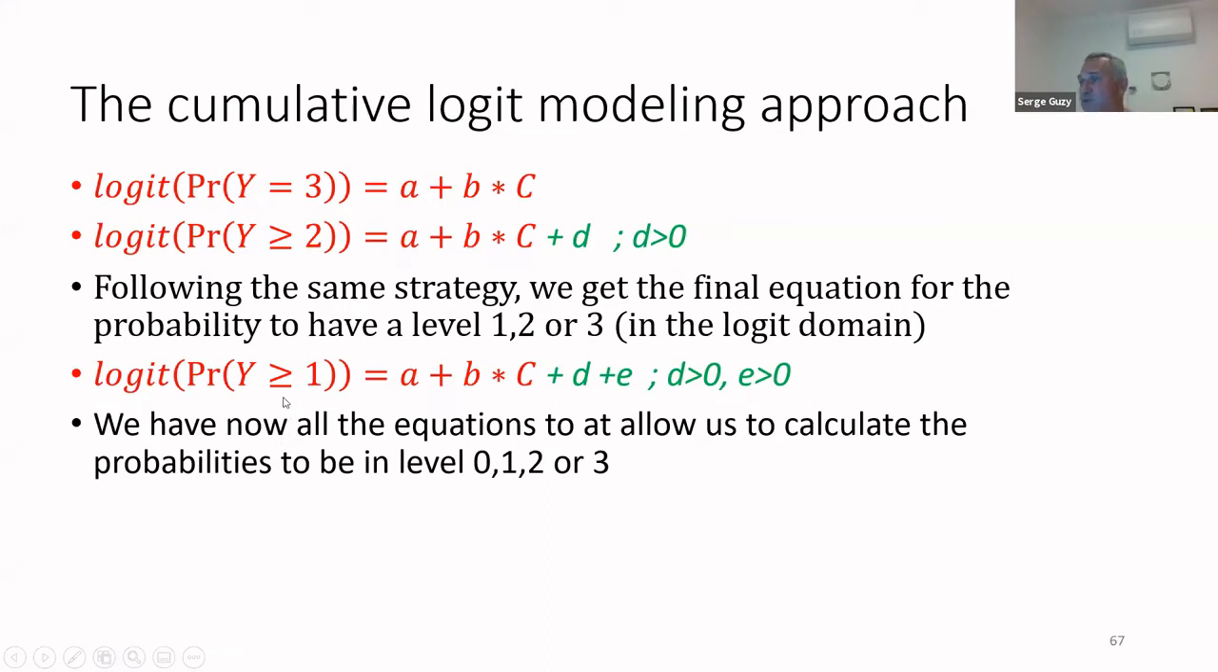Now let's use the same trick to define the probability to get level 1, 2, or 3. That's the probability that my level y will be larger than or equal to 1, because larger than or equal to 1 is 1, 2, or 3. 3 is the maximum level. Then again, this is equal to what I had for the probability to be level 3, then I add d, which gave me the probability to be in level 3 or 2. And now I'm adding e, which is also larger than 0. Now I basically wrote 3 cumulative probabilities.